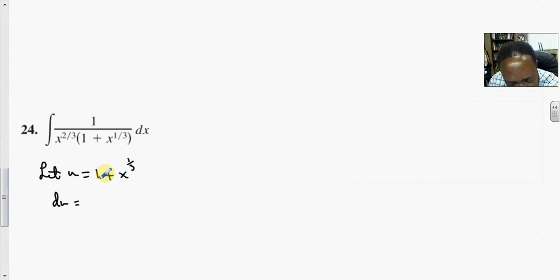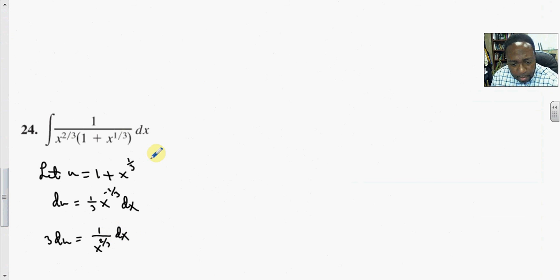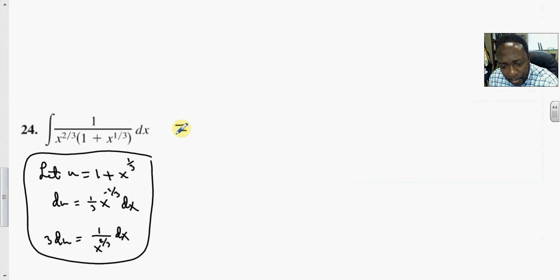So du, the derivative of 1 is 0. And the derivative of x to the 1/3 is 1/3 times x to the 1/3 minus 1, that's negative 2/3, dx. Oh, so look, 3 du is equal to 1 over x to the 2/3 dx. Doesn't that pick up everything you need? Okay, we have to move on.